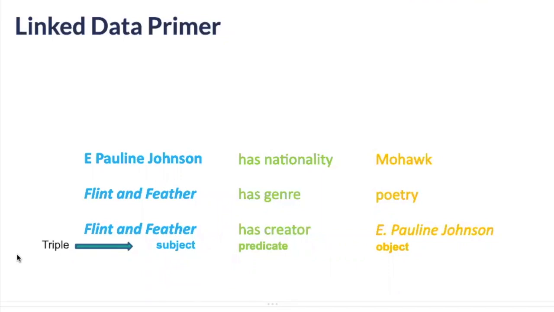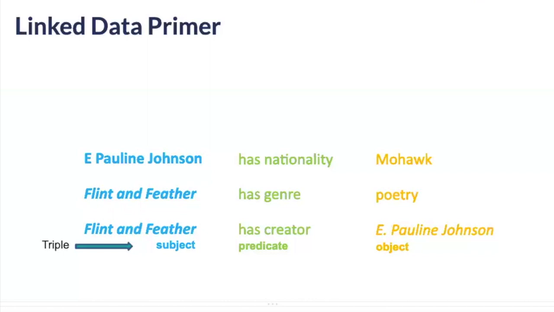This next set of slides I have shamelessly borrowed from links, so they may look familiar to folks who have heard talks about this from Susan and the team before. So here we have, in natural language, what are called triples. Triples consist of a subject, a predicate, and an object. A subject and an object linked to one another by a relationship. So we've got E. Pauline Johnson has nationality, Mohawk. Flint and Feather has genre, poetry. And Flint and Feather has creator, Pauline Johnson.